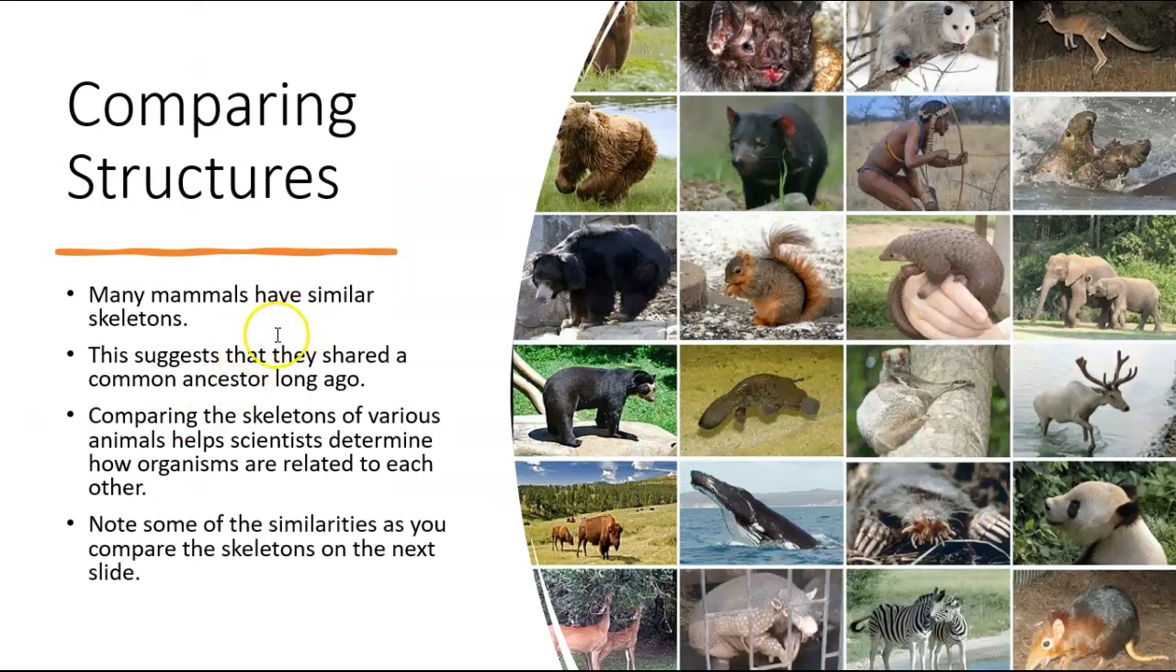So many mammals have similar skeletons. This is evidence to suggest that they shared a common ancestor. And looking at skeletons helps to relate organisms to one another. Okay, so we're going to be looking at some skeletons on the next few slides and finding similarities in the skeletons.